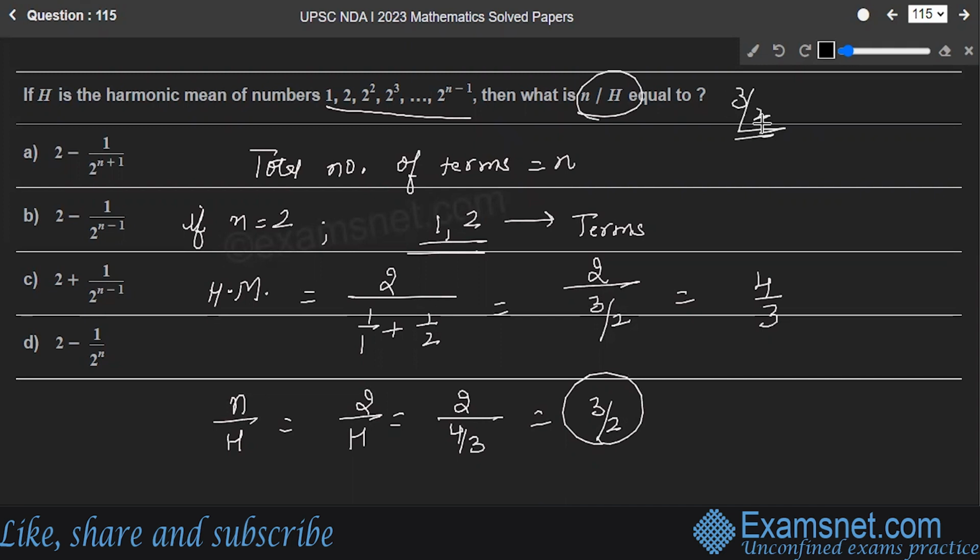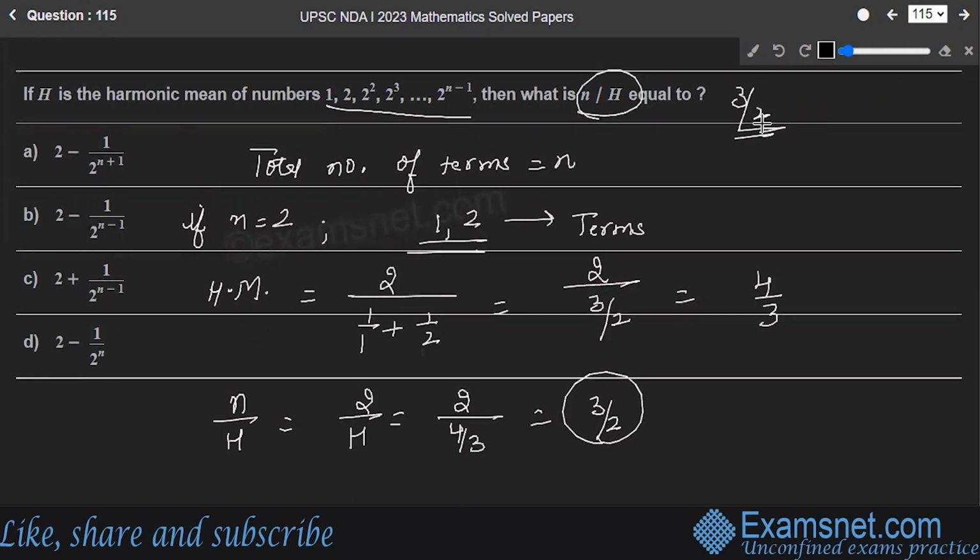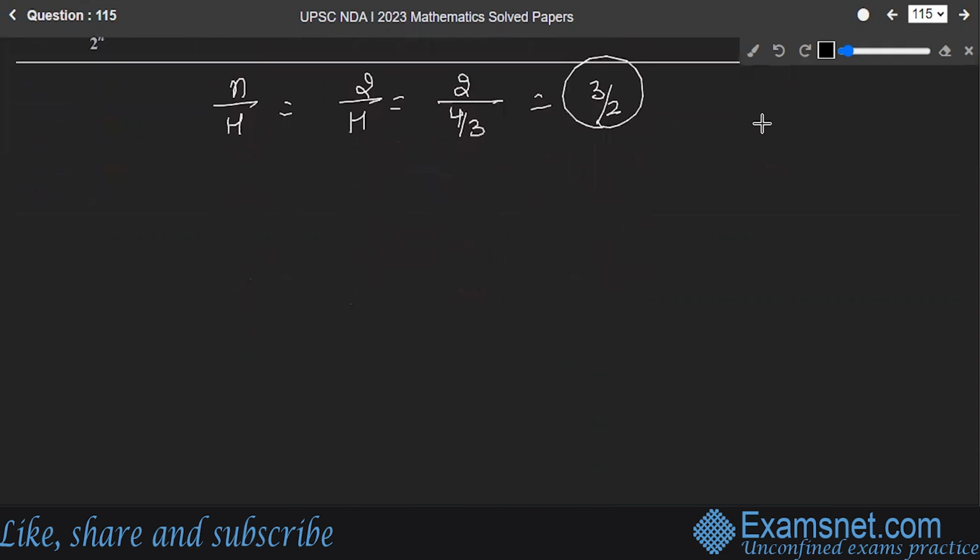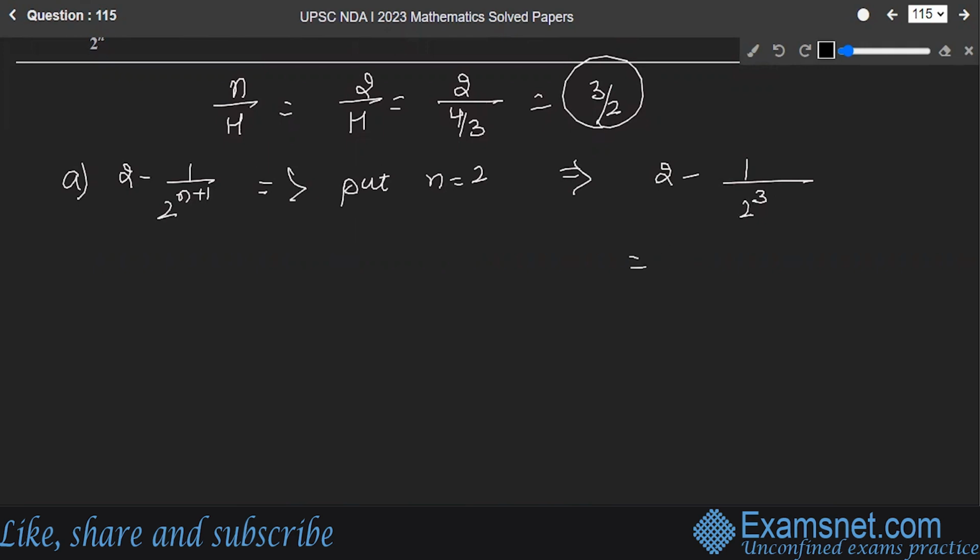Now we will do what? I'll pick up all the options one by one and check which one is satisfying it. Right? First one is 2 minus 1 upon 2 raised to power n plus 1. So now let's put n is equal to 2. If n is equal to 2, this will be 2 minus 1 upon 2 raised to power 3. That is equal to 2 minus 1 upon 8, which definitely is not equal to 3 by 2. Anyways, when you solve it, you will get 15 by 8, which is not equal to 3 by 2. So this is not the correct answer.